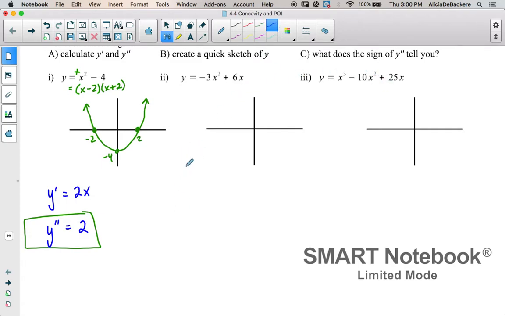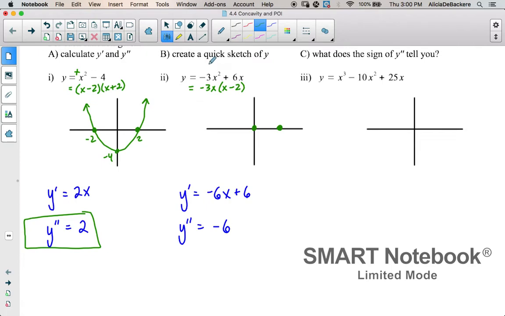So again, for my second equation, I'm going to take the first derivative and then take the second derivative. And again, I'm trying to find out, well, what does this -6 tell me about this graph? So let's see if we can figure out what this graph looks like. I see here that I have a common factor of -3x. And so this tells me that I have an x-intercept at 0 and an x-intercept at 2.